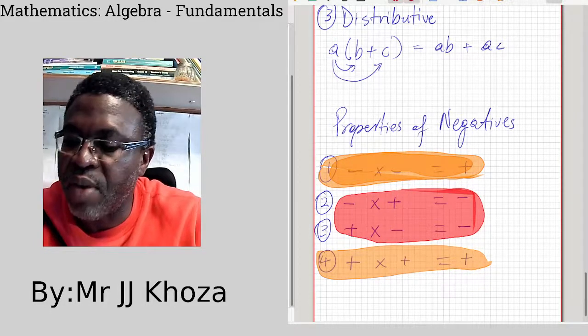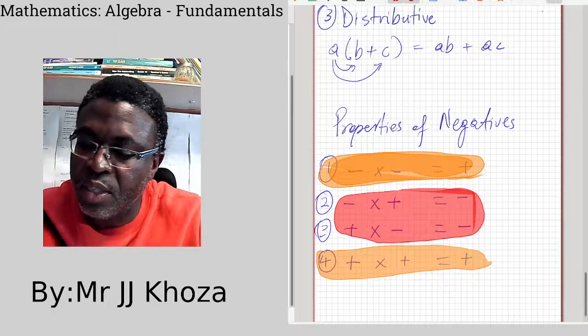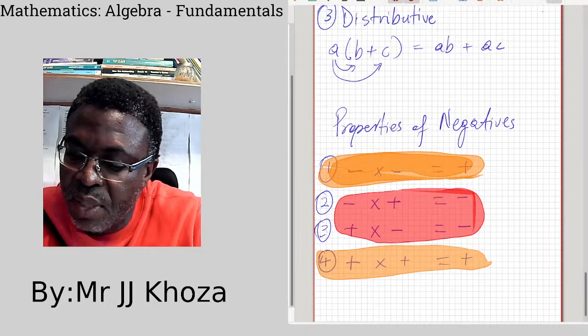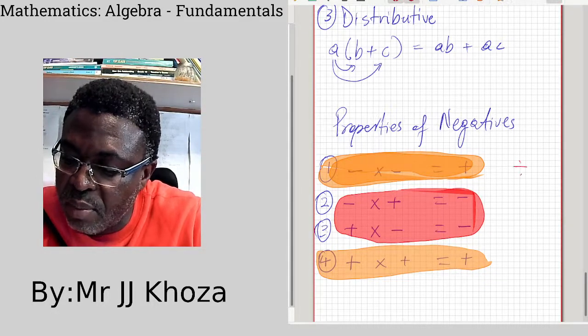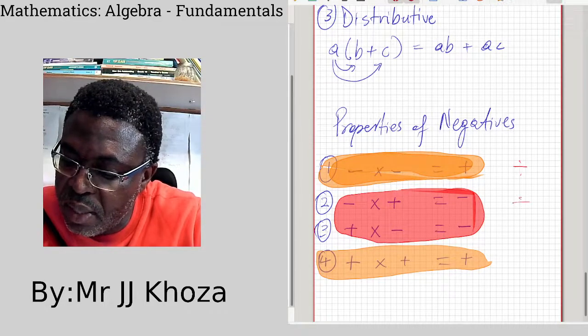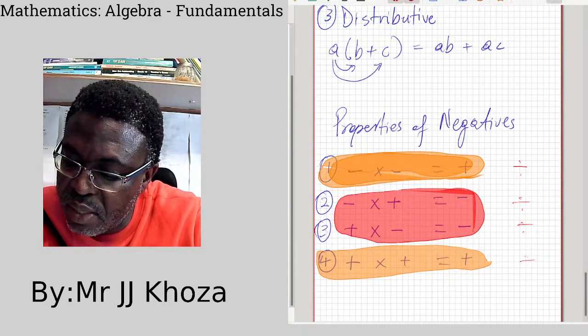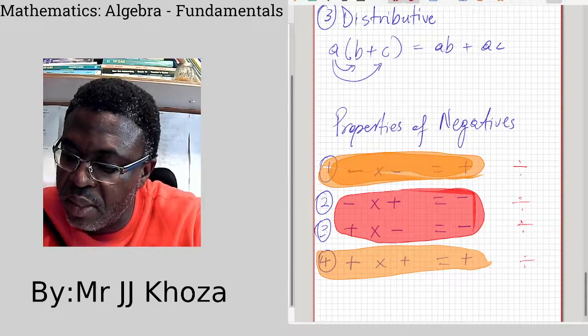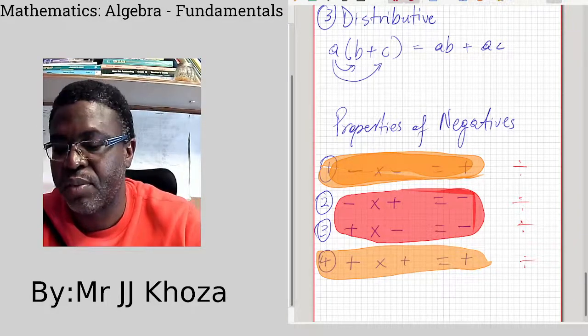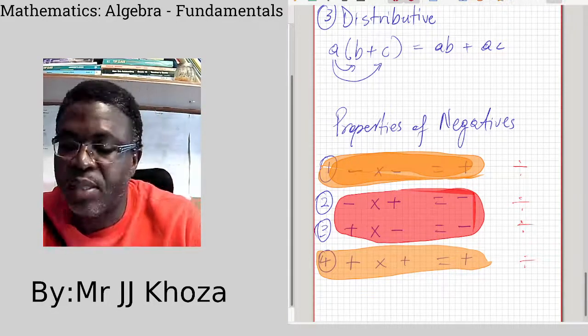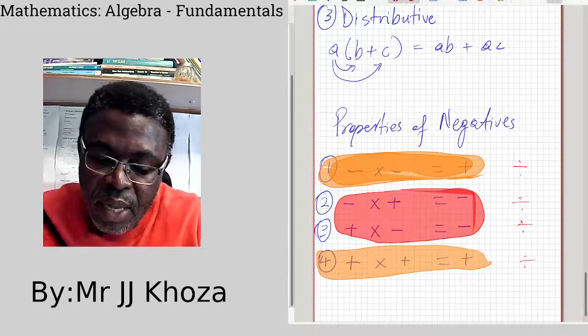Similarly, when you divide, you can change the sign. You get the same answer. You can put divide here, you can put divide instead of multiplication. This is how it works. Alright, end of section.